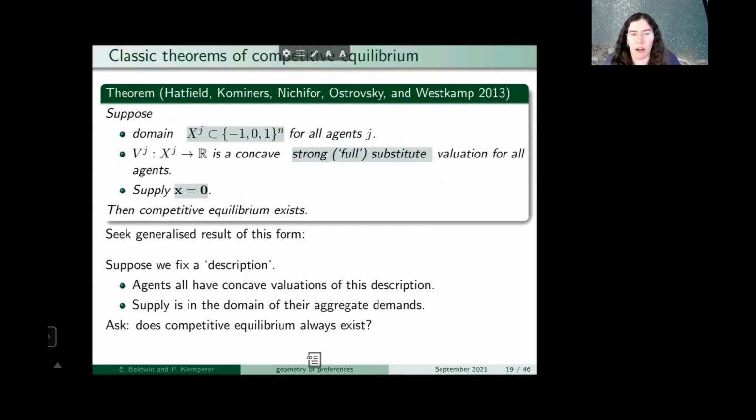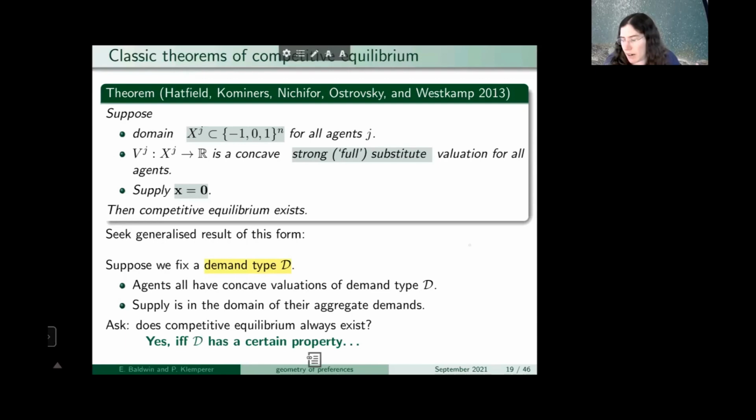And when I say a description, obviously I'm going to mean a demand type. And so the question, does competitive equilibrium always exist, is going to depend on the properties of the vectors defining that demand type. So a demand type, our set of valuations, is characterized for us by a set of primitive integer vectors, and we're going to ask about the properties of those primitive integer vectors to see whether equilibrium is guaranteed.